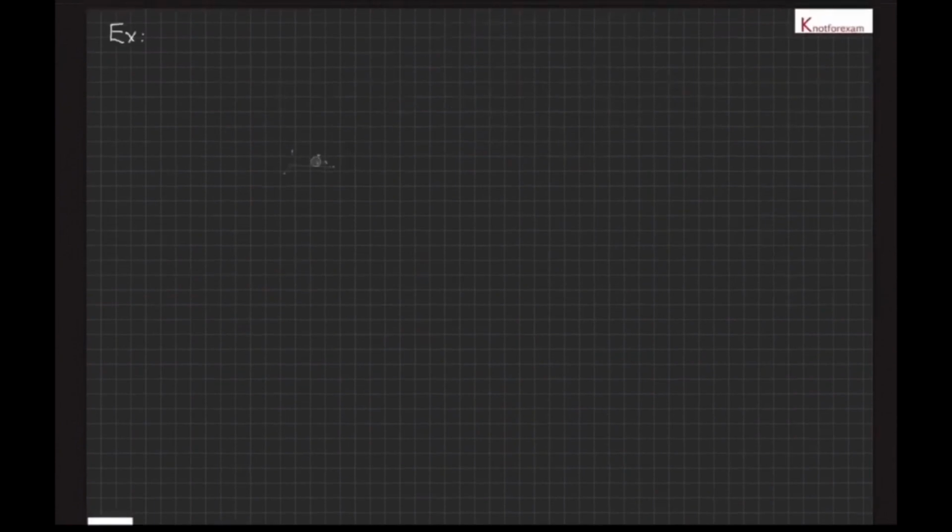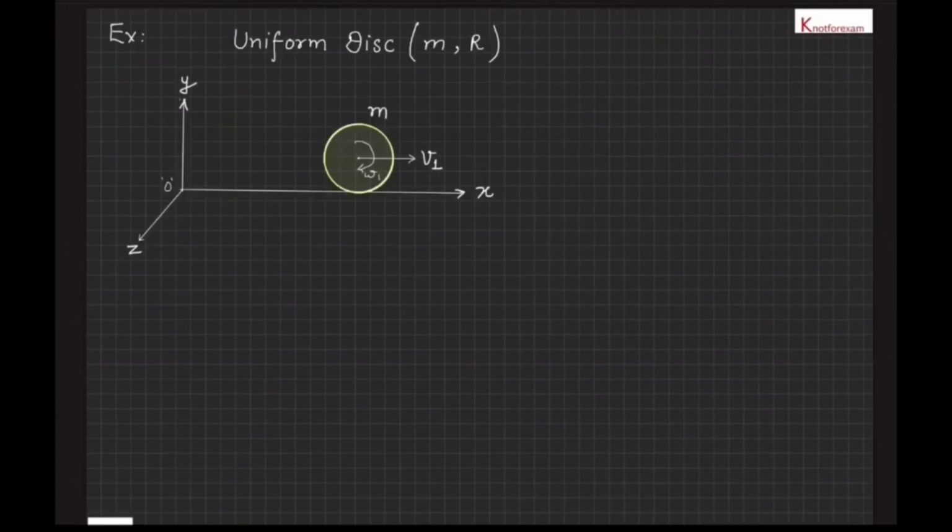Let's see another example. Let a uniform disk of mass m and radius r be moving on the x-axis, and the velocity of its center of mass is v1 and angular velocity about its center of mass axis is ω1. We want to find the net angular momentum of the disk about the origin. By using the relation L_O vector = L_CM vector + R vector × P vector, we will get L_O vector = -I ω1 k̂ - R m v1 k̂.